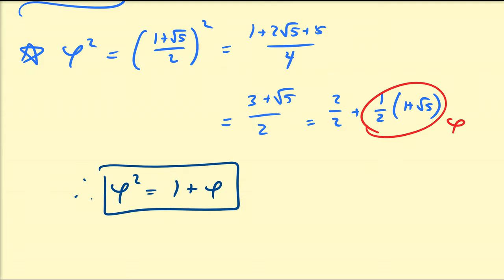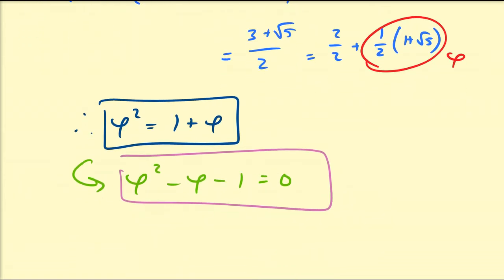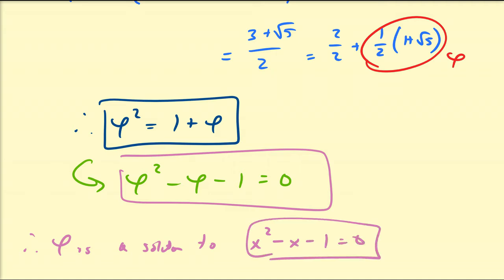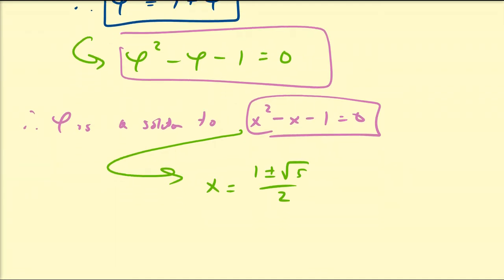Now, from this relationship, you can actually rearrange this to show that phi squared minus phi minus 1 is equal to 0, right? Which should look familiar because it's pretty much a quadratic equation. So therefore, phi is a solution to x squared minus x minus 1 equals 0, because if we were to solve this equation, we're going to get x equals (1 plus or minus the square root of 5) over 2. So we have one positive solution, one negative solution. The positive solution to this is actually the golden ratio.